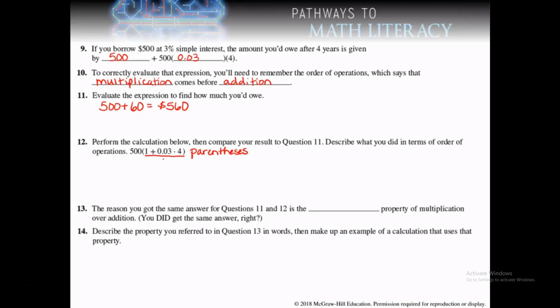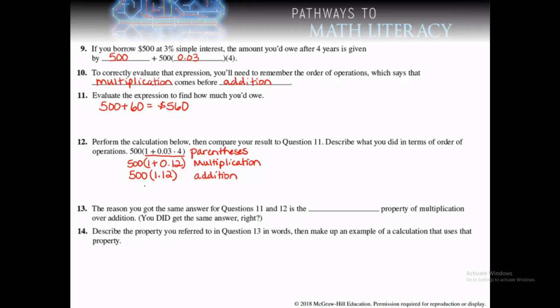0.03 times 4 gives us 0.12. And then I'll just go ahead and recopy everything else. And then we're still working inside the parentheses, so we'll go ahead and do the addition inside the parentheses. And that gives us 1.12. Now that we have everything done inside the parentheses, we can move back to the larger problem and do the 500 times 1.12. And that's going to give us 560.